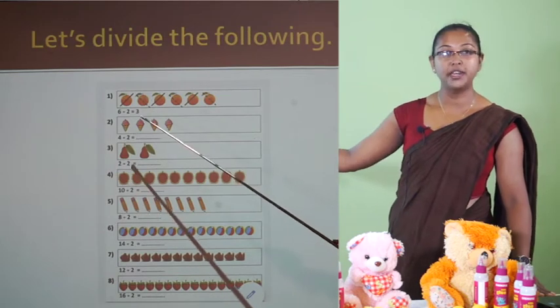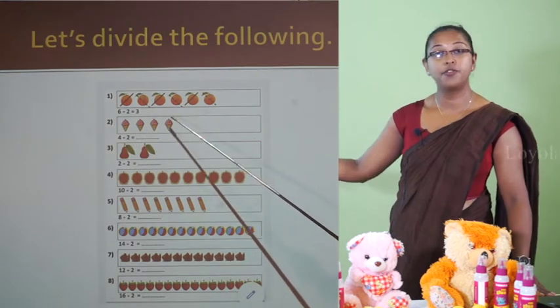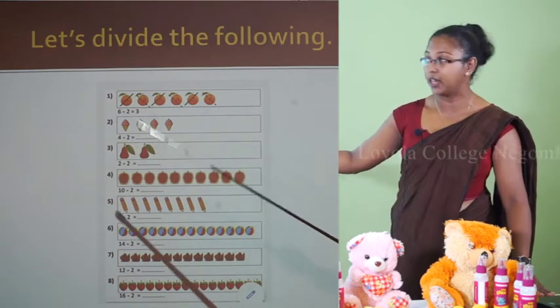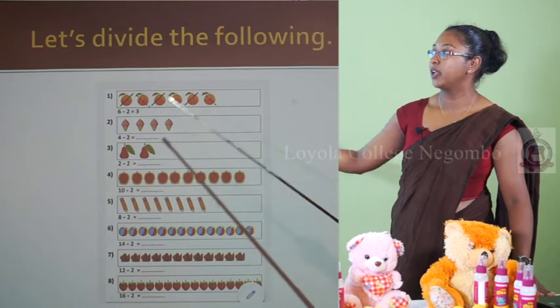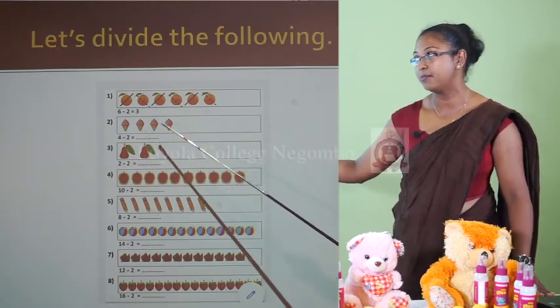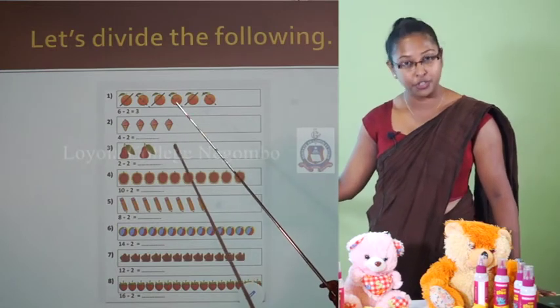Number 2. How many ice creams are there? There are 4 ice creams. So how to divide 4 into 2 equally? 1, 1, 2, 2. Then the answer 4 divided by 2 is 2.